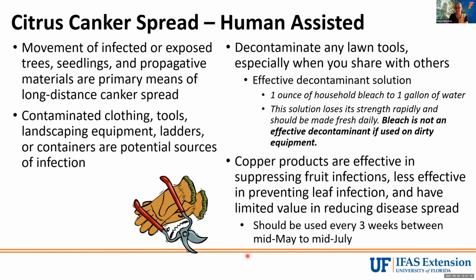So if you're working with a tree that does have canker or you suspect canker's in the area, you're going to want to decontaminate those tools using something we recommend, household bleach in 1 ounce to a gallon of water. Do caution you that if your loppers or whatever you're trying to clean is fairly covered in plant tissues, you're going to want to clean that first and then disinfest because the bleach won't be effective, but also that solution loses its strength every day. And so you need to have a fresh solution for it to be effective.